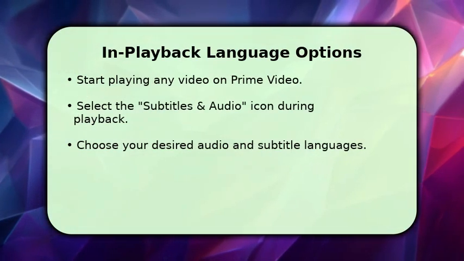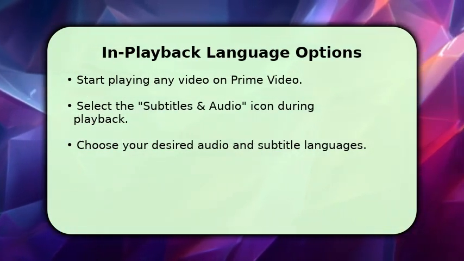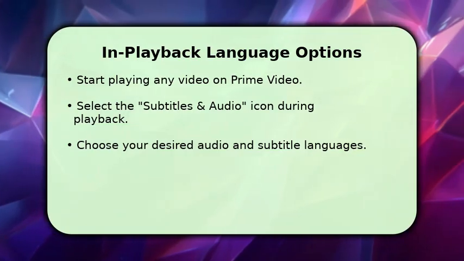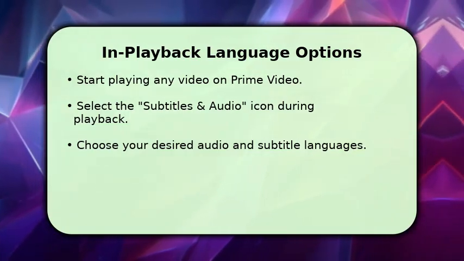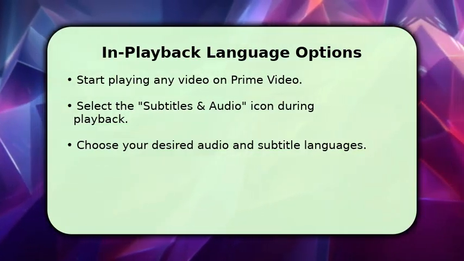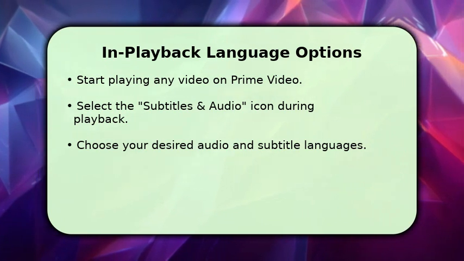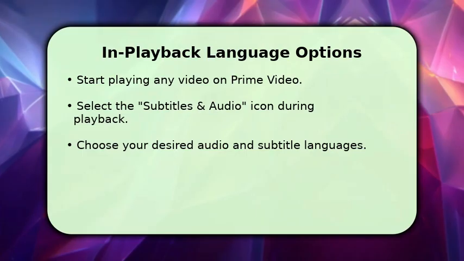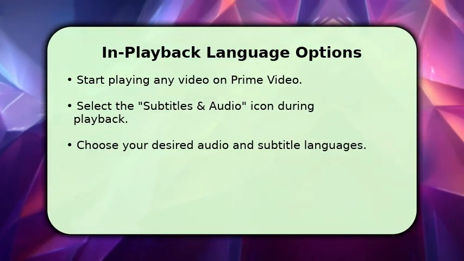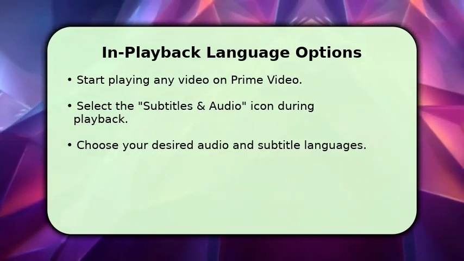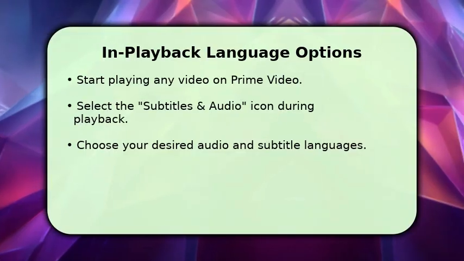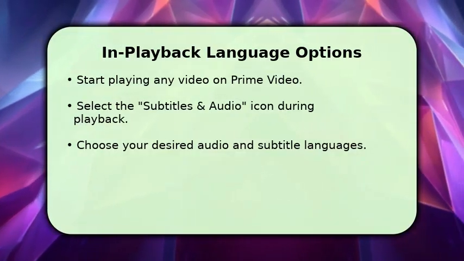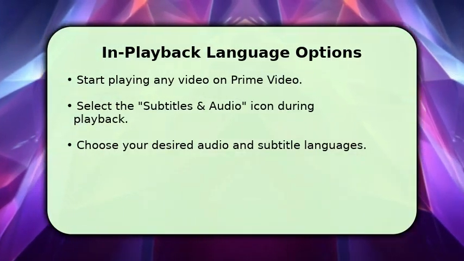What if you're already watching something and want to change the audio or subtitle language? Simply start playing your chosen video. During playback, look for the subtitles and audio icon, often represented by a speech bubble. Tap or click this icon, and you'll see options to select your preferred audio and subtitle languages. The video will then instantly switch to your chosen settings.